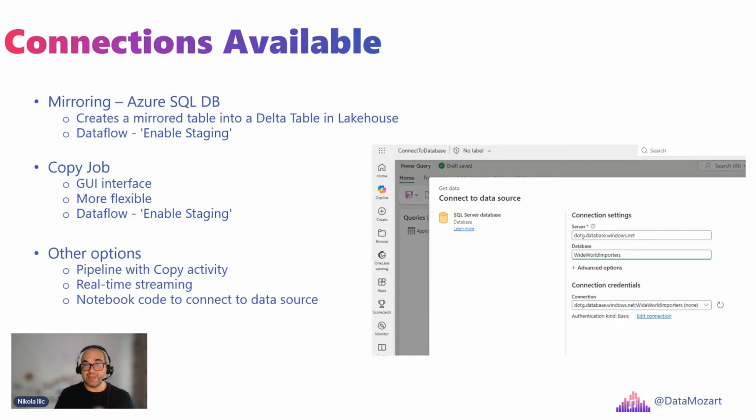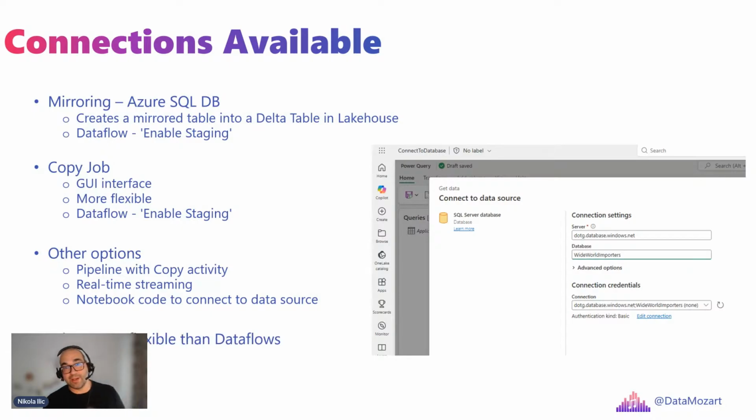So copy activity inside the pipeline, which is very similar to copy job, but it's more lightweight, let's say, and it's more convenient as part of the bigger orchestration process where Fabric pipelines are the best option, obviously. For real-time streaming, we commonly use event streams. And finally, we have notebooks as a code-first approach for data ingestion and data transformation. So these are the options that exist inside Fabric.